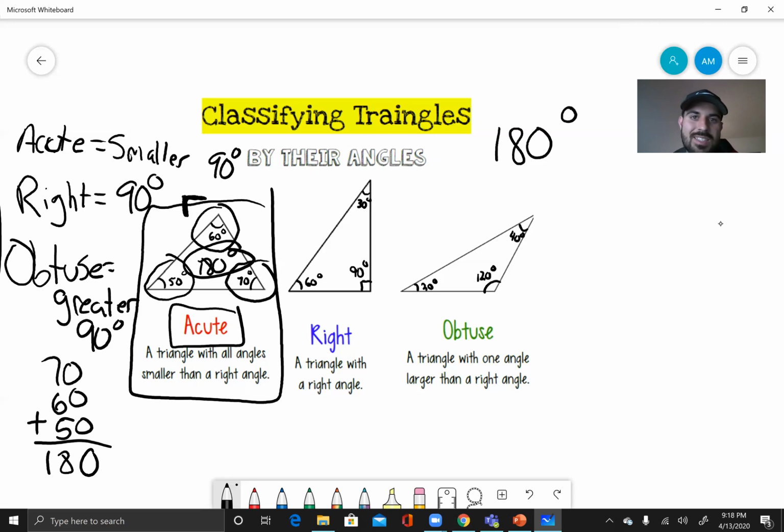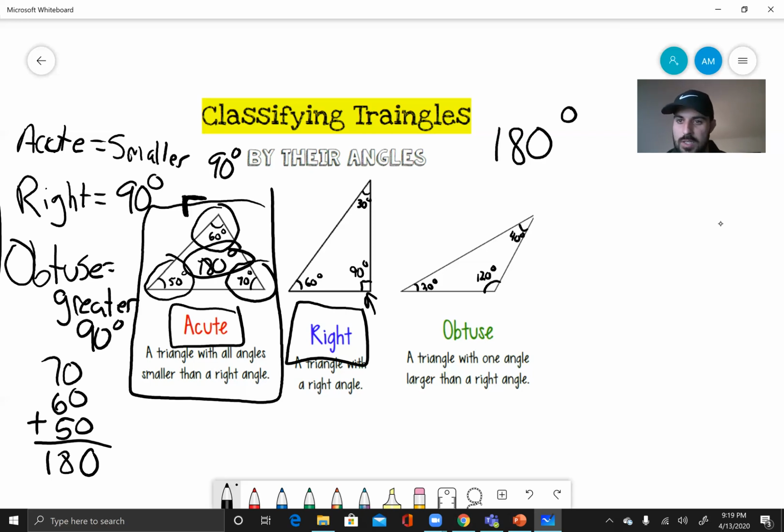The right triangle is the easiest triangle, in my opinion, to identify. If you see this little box there and it doesn't have a number, it automatically identifies it as a right angle because it has a 90-degree angle. So if you see an angle that is 90 degrees, it automatically makes it a right triangle. It doesn't matter what the other two are, as long as it has a 90-degree angle, it is a right triangle.